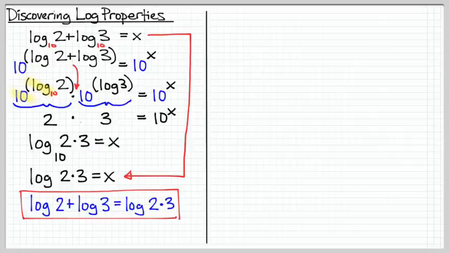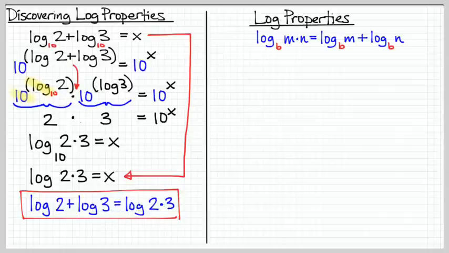So what we have here, we can see that we started at the very top with log 2 plus log 3, and we found that it was equivalent to log of 2 times 3. So that leads to our first property. It's our product property. If I have a product here, I could turn it into 2 smaller pieces, and I add them instead. So this multiplication, this product, becomes addition.